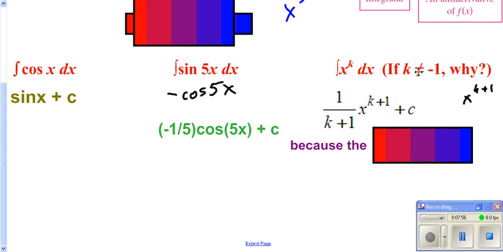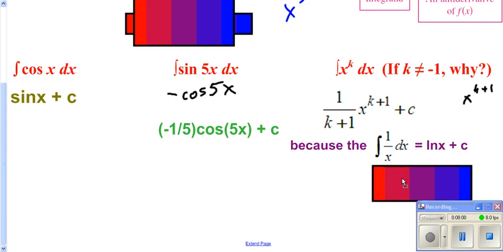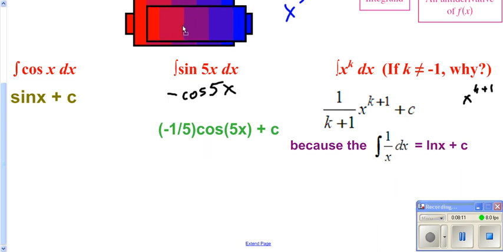Now, they do have an exception here that k can't be equal to negative 1. That's because when you integrate 1 over x, and that's what x to the negative 1 is, it really gives you the natural log. We'll be discussing that in the next chapter.